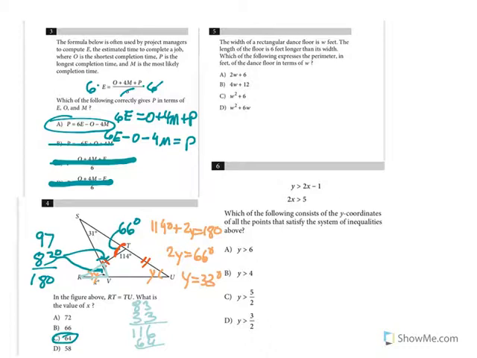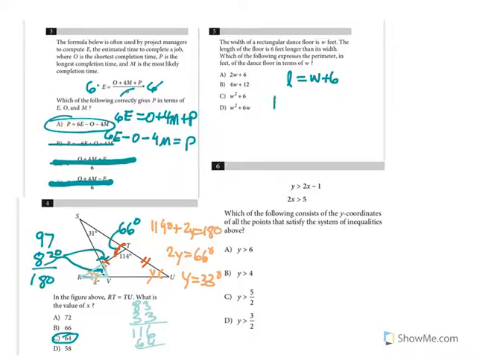The width of a rectangular dance floor is W feet. The length of the floor is 6 feet longer than its width. Which of the following expresses the perimeter in feet of the dance floor in terms of W? Okay, so this is our basic knowing the geometric formulas, pre-algebra type stuff. All right, so we see that width is W, and our length is equal to our width. It's 6 feet longer, so that is equal to the width plus 6.